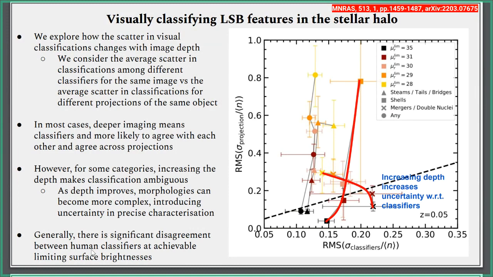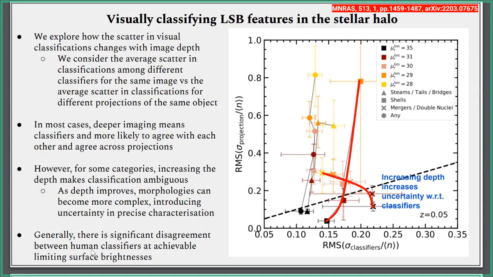If we look at the circles, so this is for all types of features, you can see you generally get an improvement with limiting surface brightness. However, for some categories of tidal feature, and specifically here merger-type tidal features, we see that the classifiers actually start to disagree with each other a lot more as they go to fainter limiting surface brightness.